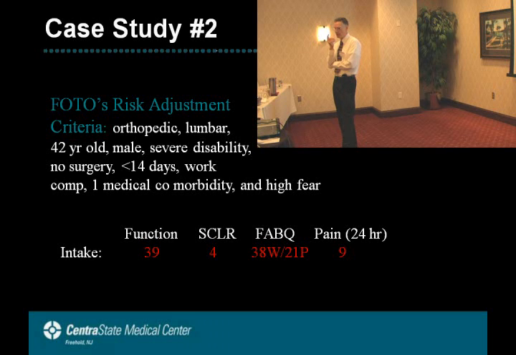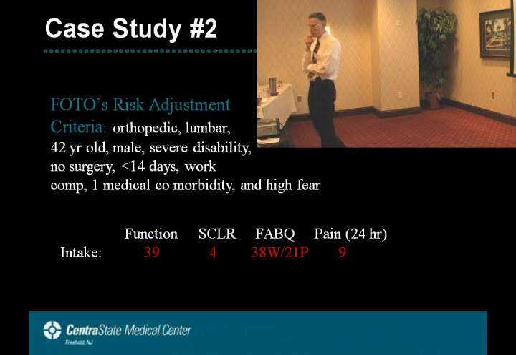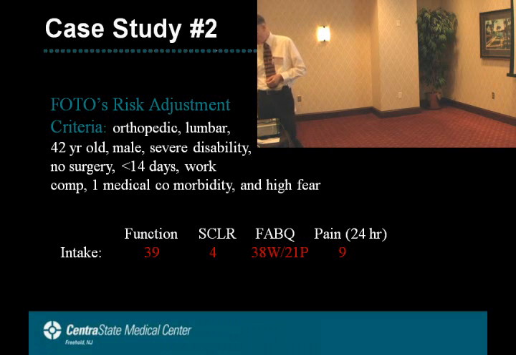One medical comorbidity, high fear. And you notice I did turn on the SCL 90R. And so this profile is very similar to the first case. Okay, high fear, distress, pain level 9. They're in a lot of anxiety, which I would expect in an acute patient. Well, let's sort this patient out now through my physical examination.